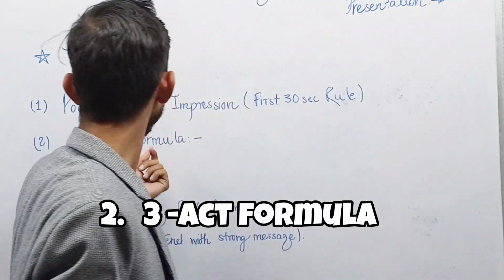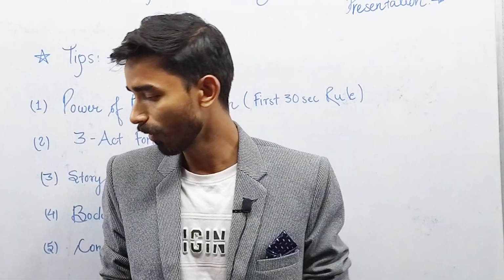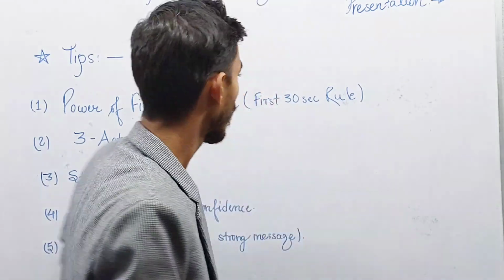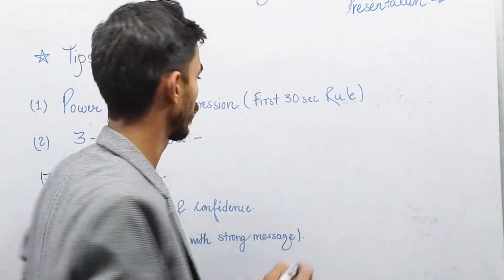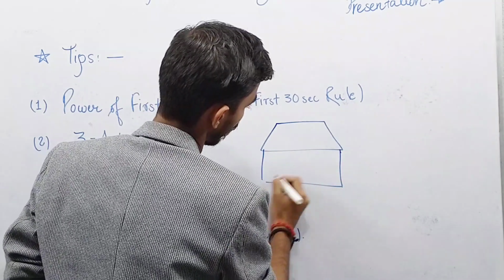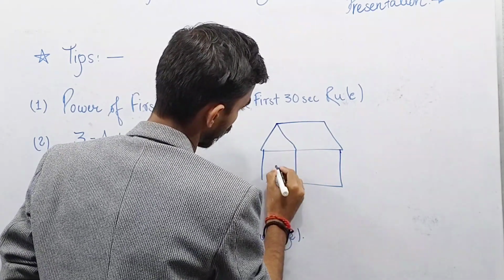The second point is the 3-act formula. The 3-act formula is very important. What does it mean? Suppose your presentation is a house.